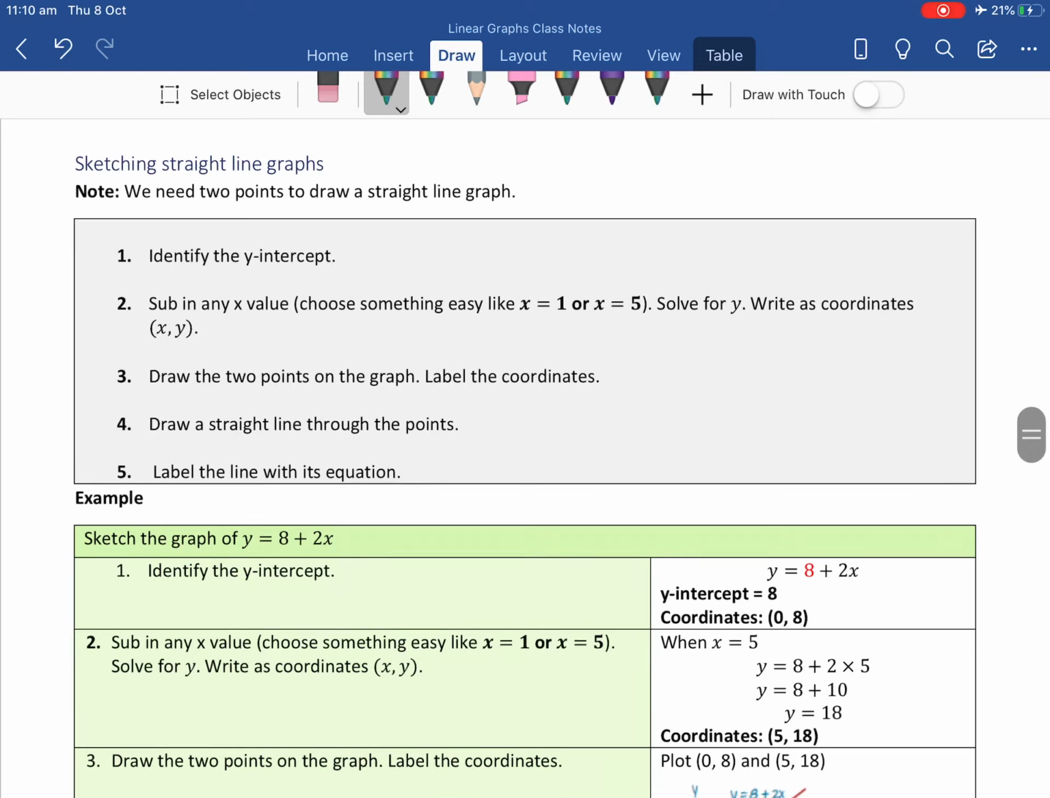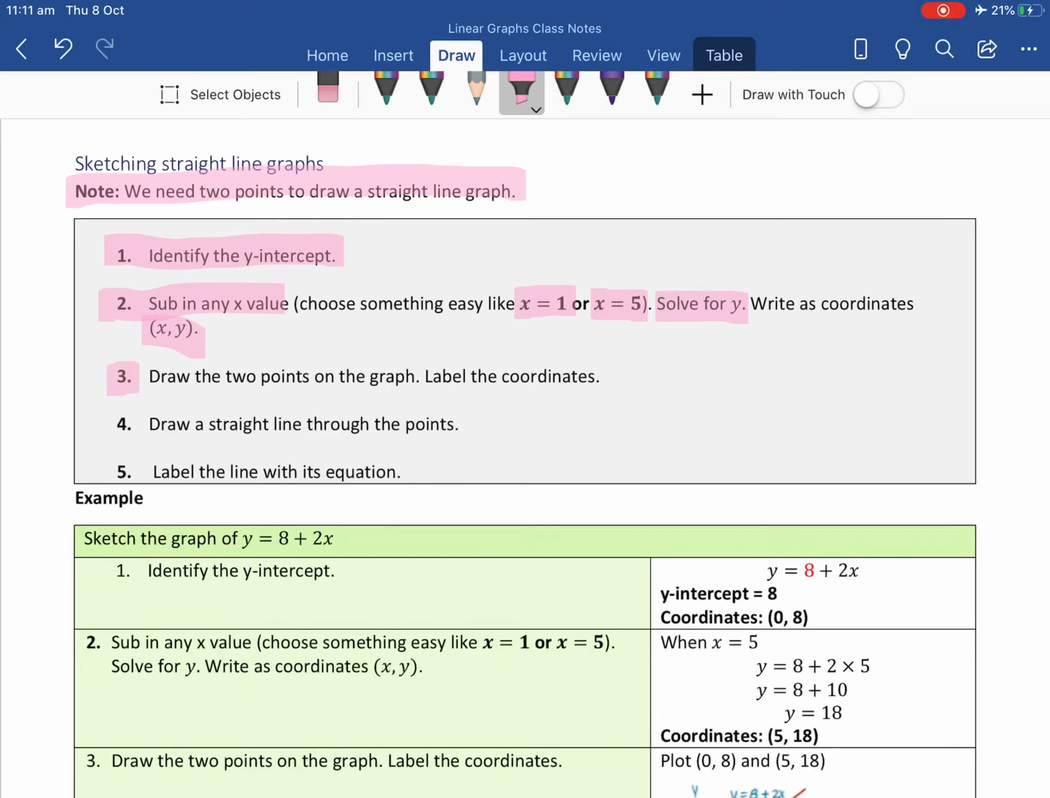So sketching straight line graphs, we need 2 points to sketch or to draw a straight line. We need to know 2 points to be able to actually sketch a line graph. So first thing we can do is identify the y-intercept, which we've just looked at doing. Then what you can do is sub in any value for x, something easy like x equals 1 or x equals 5, and then you solve for y. And then you've got coordinates.